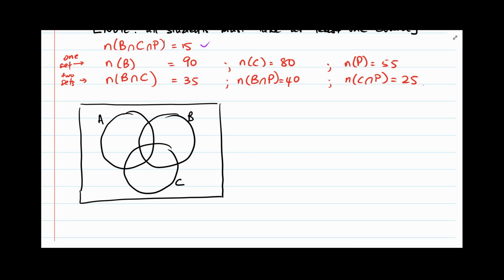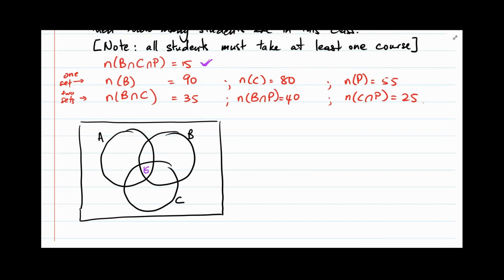So going back, starting off, we can look at our 15. 15 would be placed right in the overlap. Do recall that all students take at least one subject, so there will be 0 on the exterior. Here's my set of everything, and really and truly what I want to find is how many people are in that universal set.